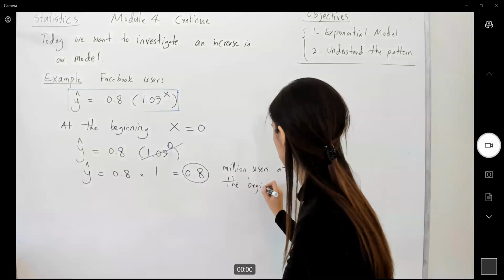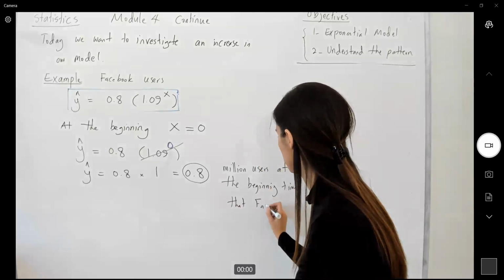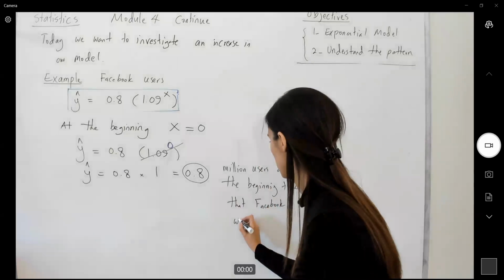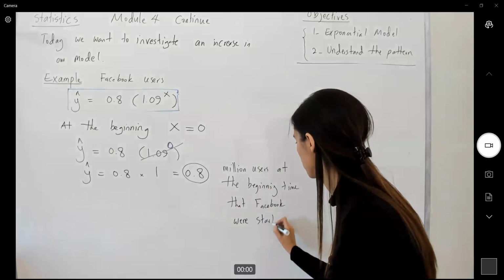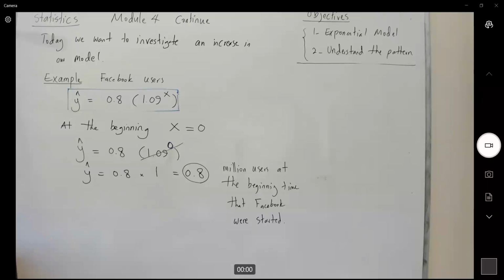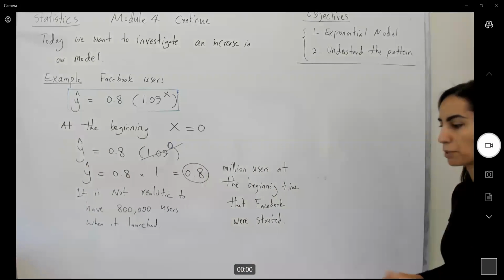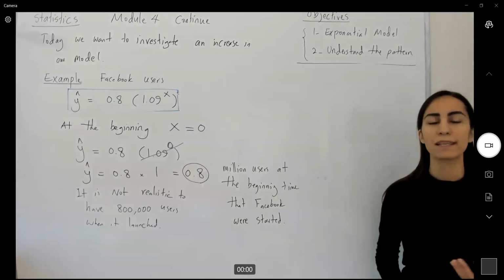At the beginning, the time that Facebook first started, when it was launched and public to everyone. Does it make sense to you that Facebook had 800,000 users when it was first launched? Is it realistic? I don't think so. So as a statistician, you're also interested in the percent of increase or percent of decrease.